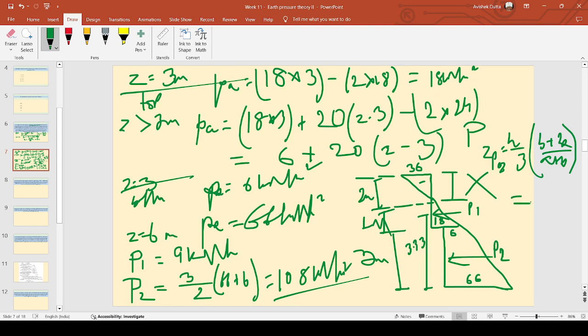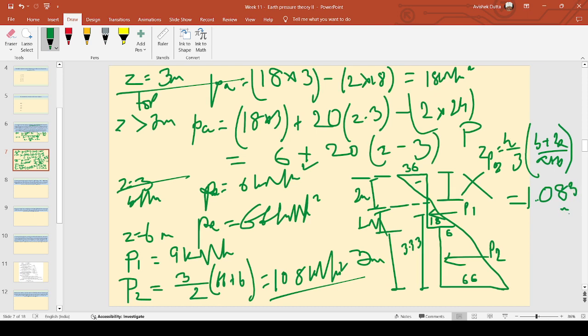What is the value you are getting? I guess 1.083, right? Yes, sir. I'll write 1.083 meter for ZP2, and ZP1 is 3.33. Okay, so now you can find out the application.